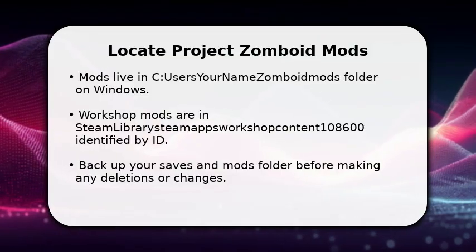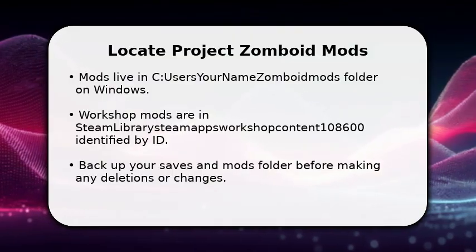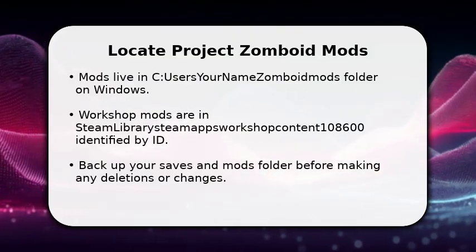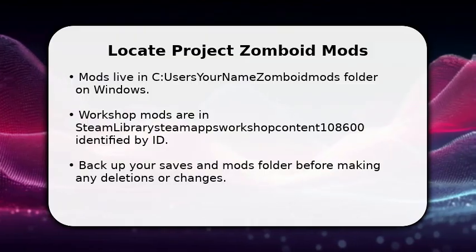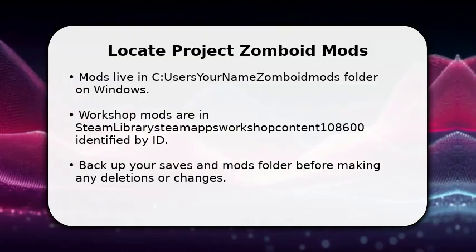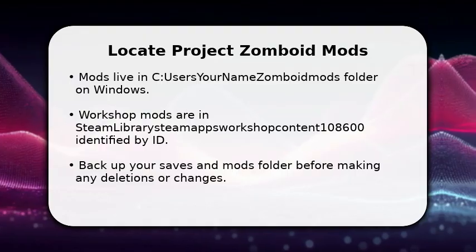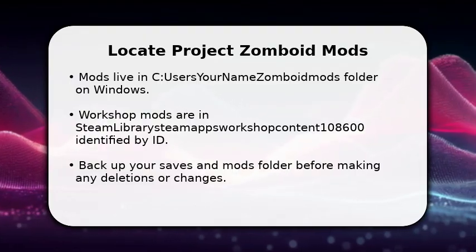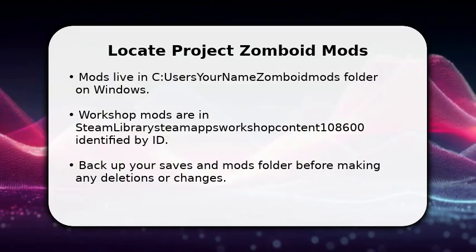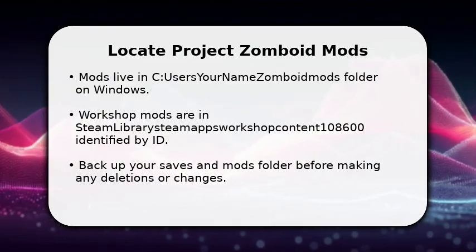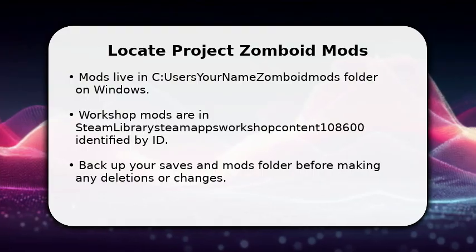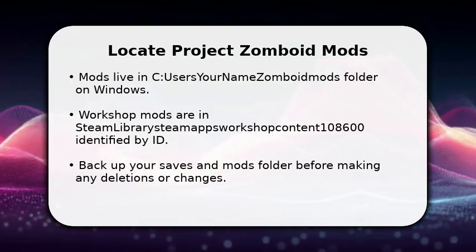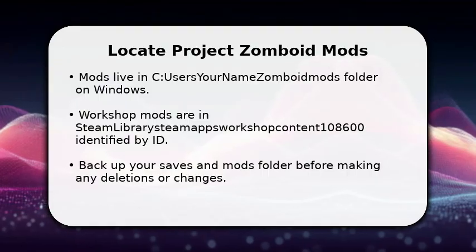First, find every mod location on your computer and on Steam. Mods live in C:/users/your name/zomboid/mods on Windows. Steam Workshop copies appear in Steam Library/steamapps/workshop/content/108600 by numeric ID. Also check server or portable install paths if you use them.